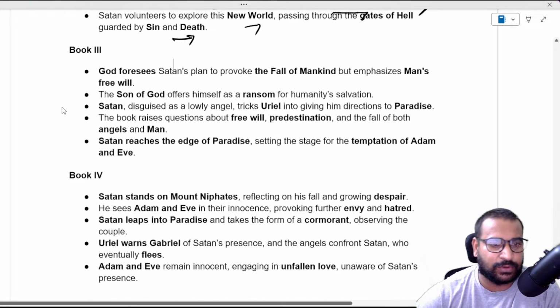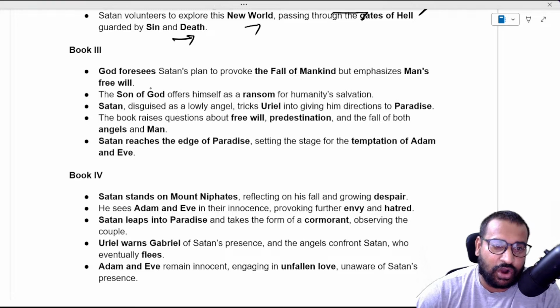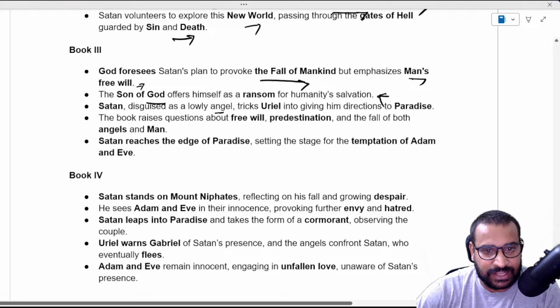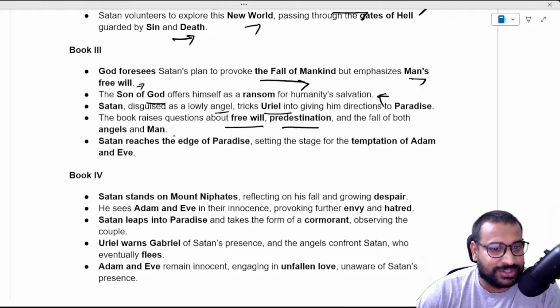And what happens in book 3? God foresees Satan's plan to provoke the fall of mankind but emphasizes man's free will. The Son of God offers himself as a ransom for humanity's salvation. And Satan, what happened? Disguised as a lovely angel, he first tricks Uriel into giving him directions to paradise. The book raises questions about free will, predestination, and the fall of angels.